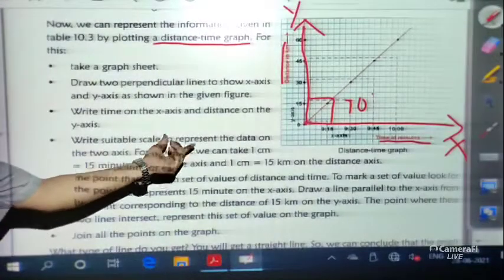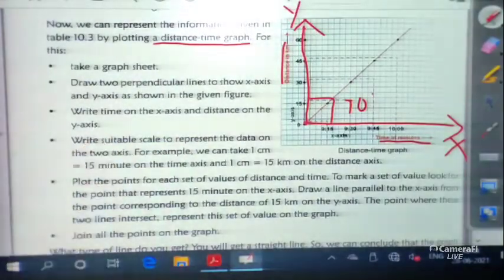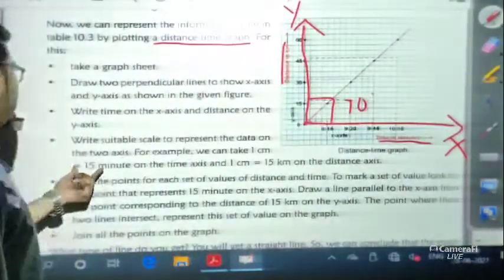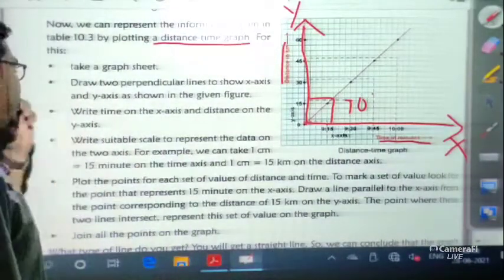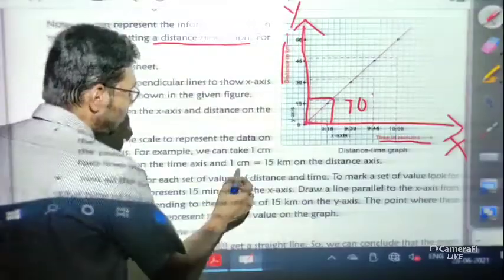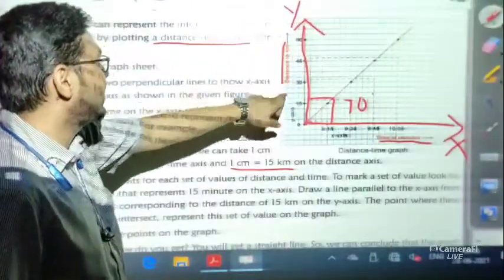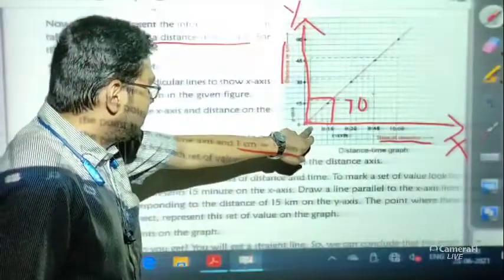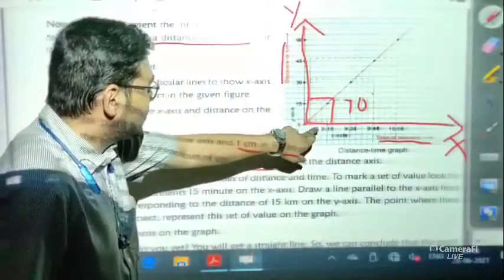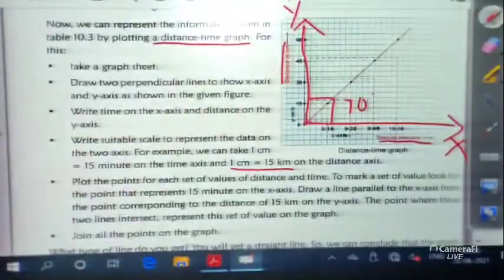Now write a suitable scale to represent the data on the two axes. For example, we can take 1 centimeter equals 15 minutes, or 1 centimeter equals 15 kilometers. According to the scale we have taken, it is written 0, 15, 30, 45, 60 in kilometers, and from 9 am, it is 0, then 9:15, 9:30, 9:45, 10. So distance and time we have taken. In mathematics, you have already done it.